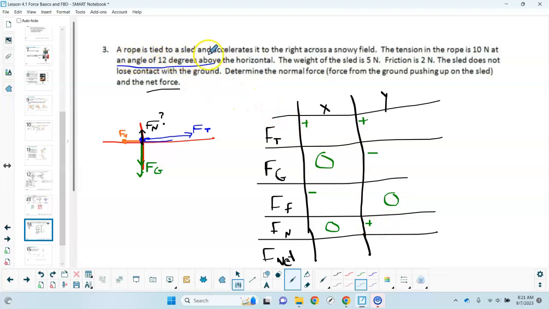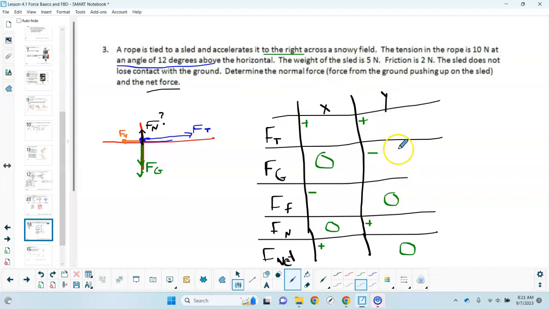According to our problem, it says it accelerates the sled to the right. So it's not accelerating it up or down, it's just accelerating to the right. So the net force should be positive when we get that value, is what we would expect. And because it's not accelerating up or down, that value for the Y is going to be 0. We know a lot of these numbers already.